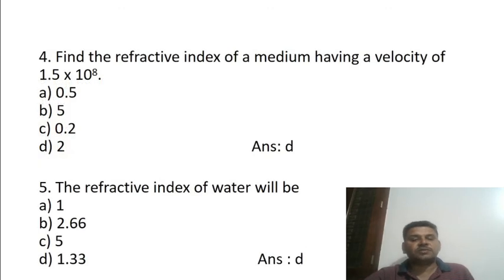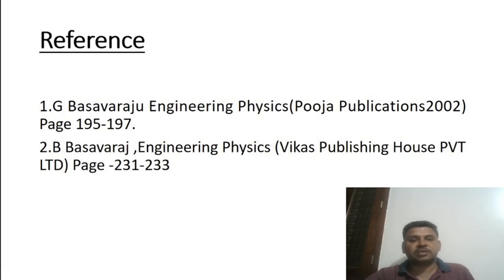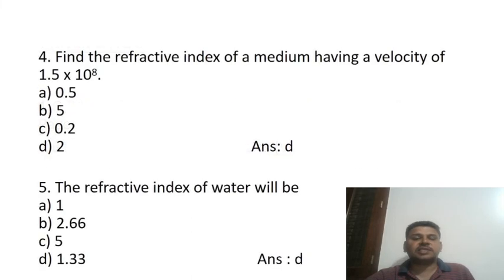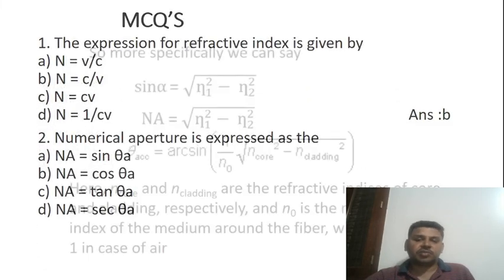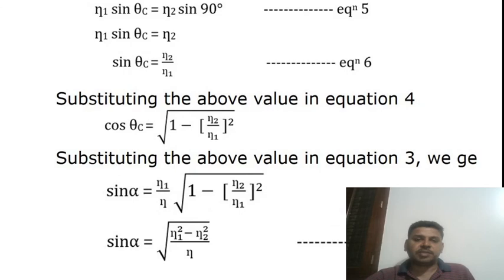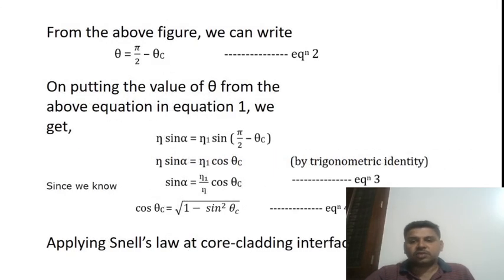The fourth one is to find the refractive index of the medium with a given velocity. Here, using the NA equal to the square root of mu1 square minus mu2 square concept, we get the answer as 2. The refractive index of water, as we know, is 1.33, which we discussed in the previous class. So that is about the acceptance angle, the numerical aperture concept and the optical fiber concept. Thank you one and all.